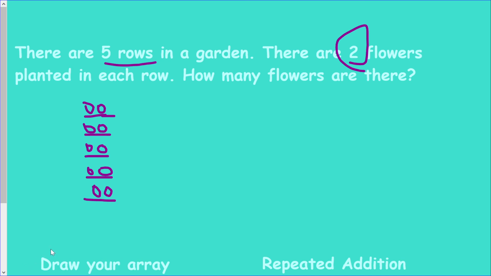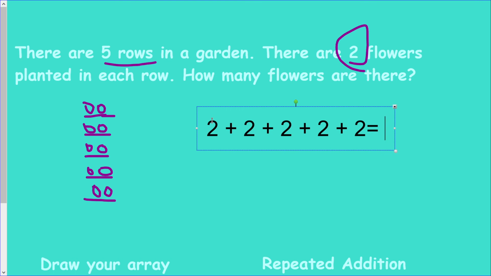Does my array match the information? Do I have 5 rows? 1, 2, 3, 4, 5. I do. Do I have 2 flowers in each row? I do. Repeated addition sentence. How many flowers are in that row? What number do I have in each row? Well, the number I'm repeating is 2. So there's row number 2, row number 3, row number 4, row number 5. And who can tell me what we're going to count by? Yes, we're counting by 2s. Ready? 2, 4, 6, 8, 10 is your answer.